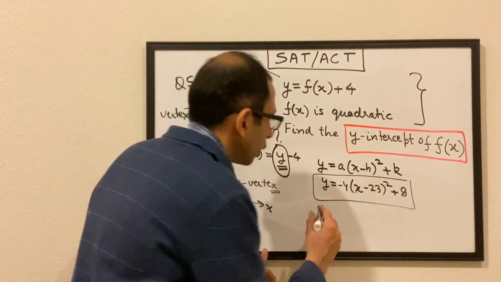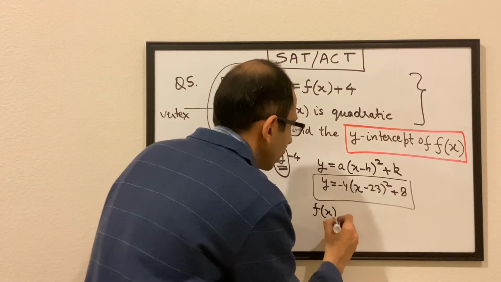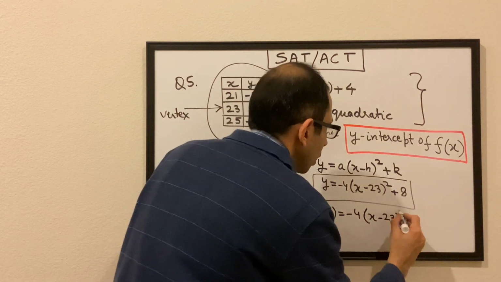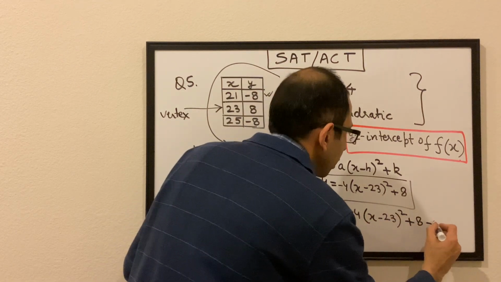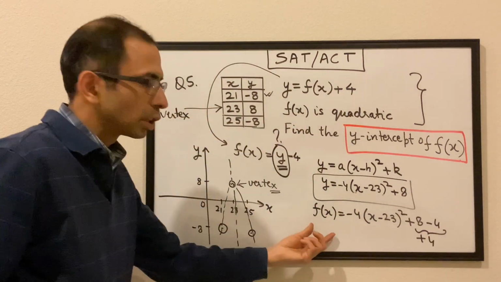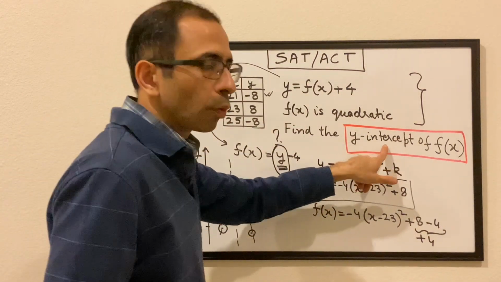Now if this is our y function, we can find our f(x) function because f(x) is nothing but y minus 4. So f(x) will be -4(x minus 23) whole square plus 8 minus 4. This is nothing but plus 4. So this is your f(x) function. You have to find the y-intercept.